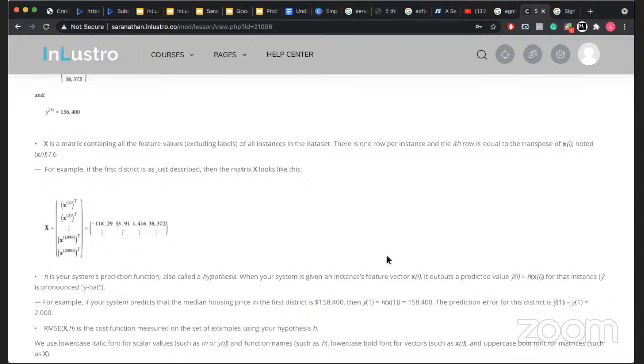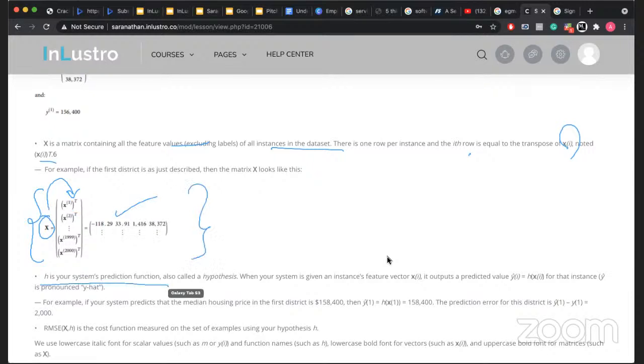We see X is a matrix containing all the feature values, right, of all instances in the data set. There is one row per instance, and the ith row is equal to the transpose of Xi, noted by Xi transpose. So if you had the data represented in X as this, each element is the transpose of the X vector, so it is represented and shown here.